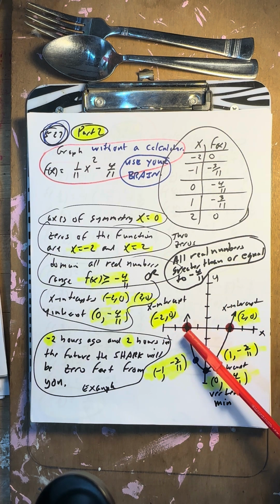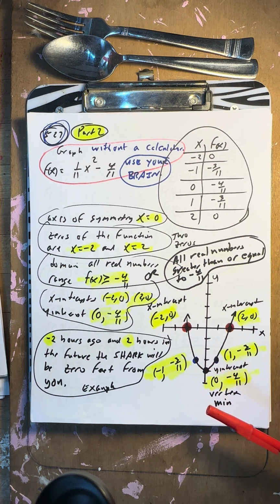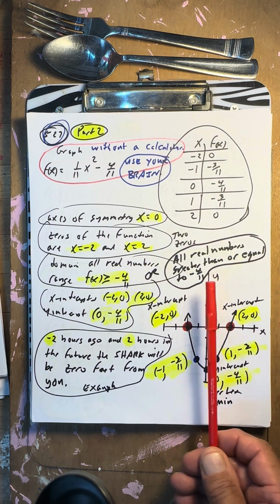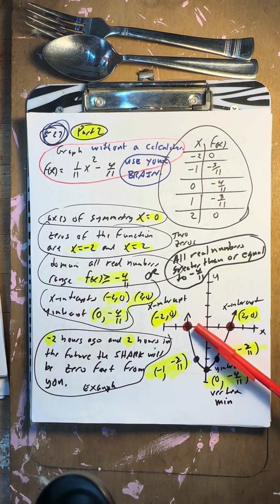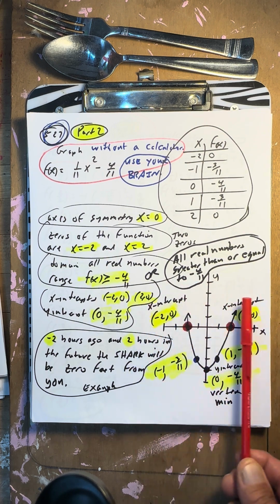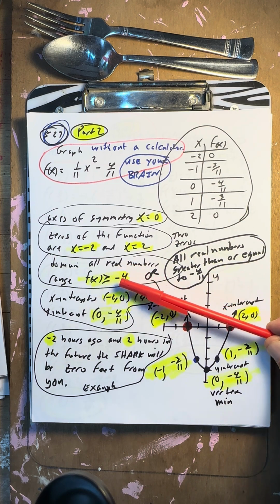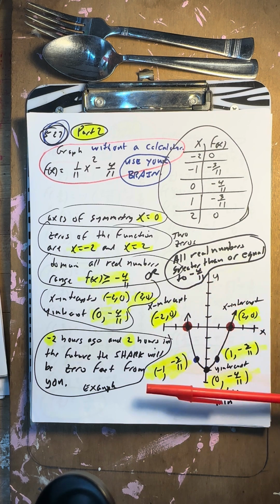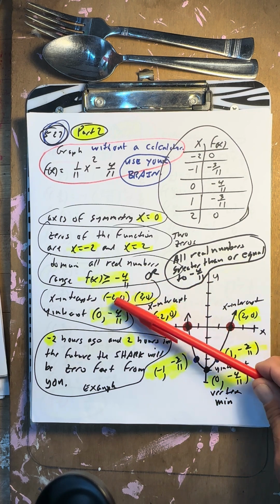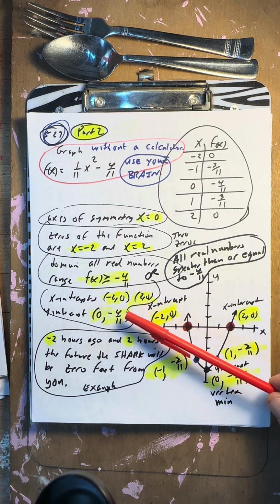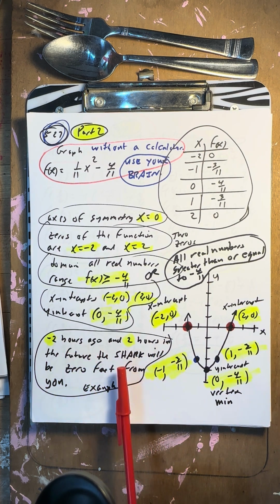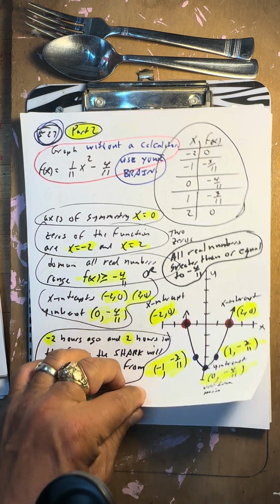Okay, so we have the x-intercepts, we have the y-intercept right here. We have the vertex also, right here, the low point. So axis symmetry is x equals 0. Zeros are negative 2 and 2, right there. Domain, all real numbers. Range is f of x is greater than or equal to negative 4 elevenths, or another way, all real numbers greater than or equal to negative 4 over 11. X-intercepts, negative 2, 0 and 2, 0. Y-intercept, 0 and negative 4 elevenths. Again, 2 hours ago and 2 hours in the future, the shark will be 0 feet from you. Think like that, for zeros.